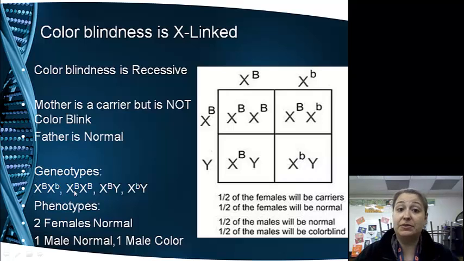So in the genotypes, we'll list out all of the genotypes. And the phenotypes will have 2 normal females. Remember, though, one is a carrier. And 1 normal male and 1 colorblind male.